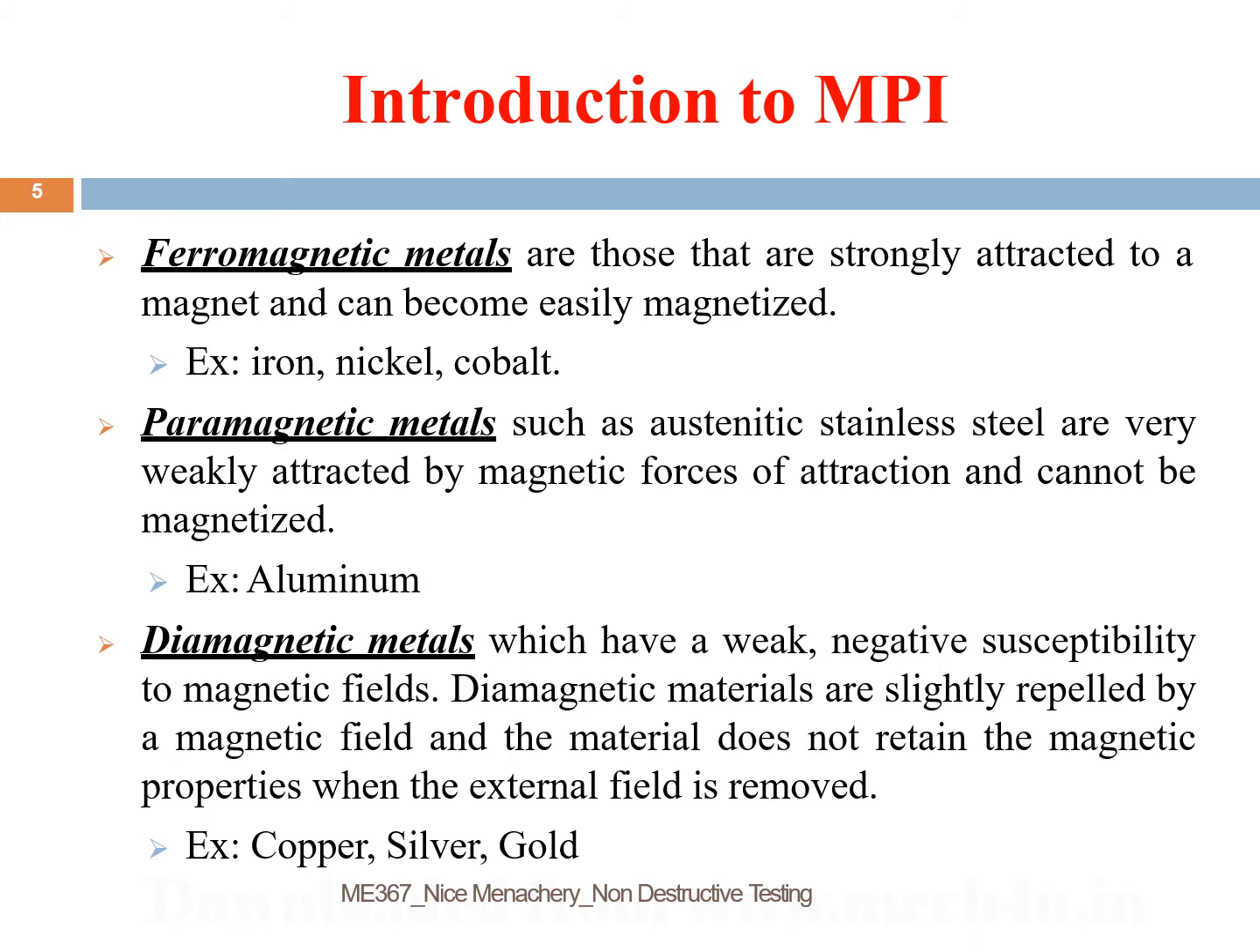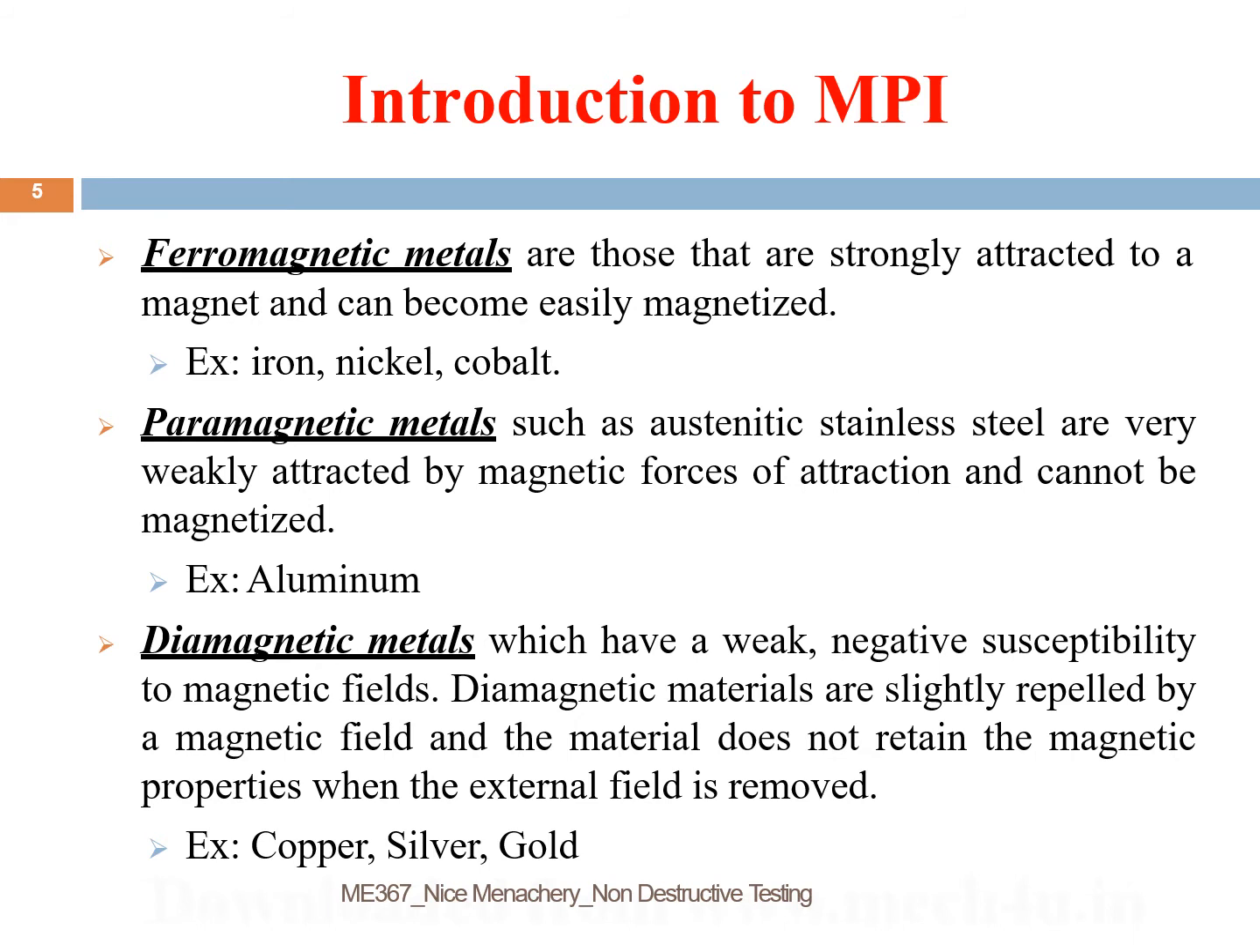magnetic field. The second one is paramagnetic metals. They consist of austenitic stainless steels. They are weakly attracted by magnetic forces of attraction and cannot be magnetized. Example, aluminium. And the third category is diamagnetic metals, which have a weak negative susceptibility to magnetic field. They are repelled by a magnetic field and do not retain the properties when the external field is removed. So essentially, these are the classifications.